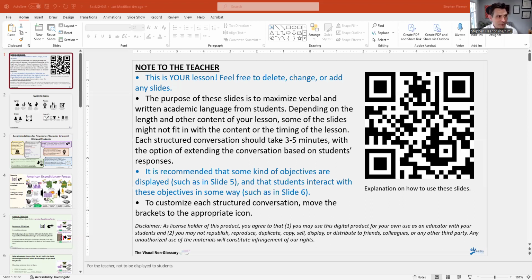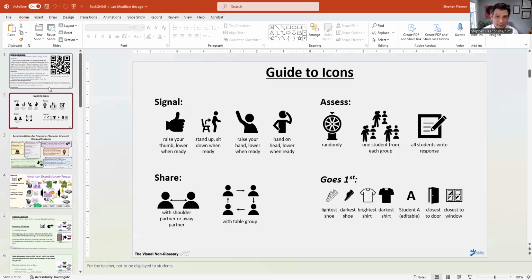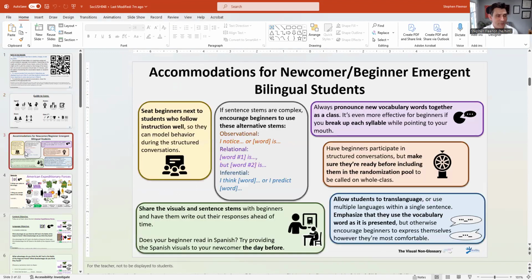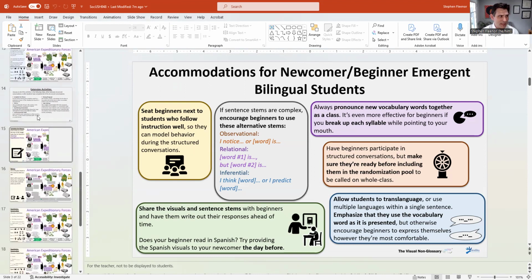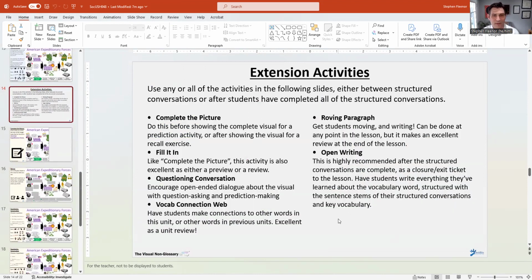The first three slides are for your eyes only. Anything with a gray background is meant only as information for you, the teacher. You don't need to show these to the students. You have a guide to icons, which we'll talk about in just a minute. We have accommodations for beginner or newcomer emergent bilingual students. If you have those students in your class, you might want to take a look at these strategies or these accommodations. And there's also an informative slide towards the end that lists all of the different extension activities in this lesson.